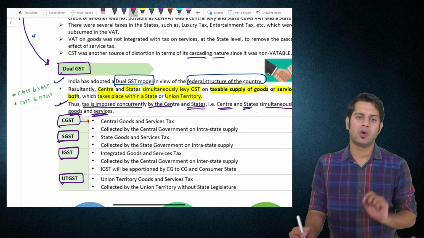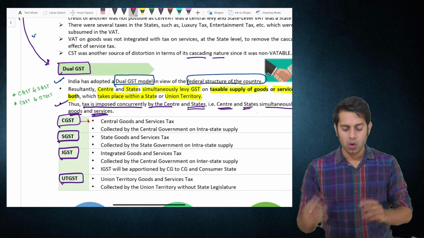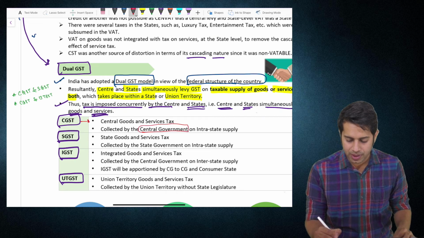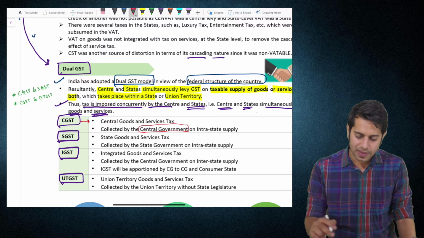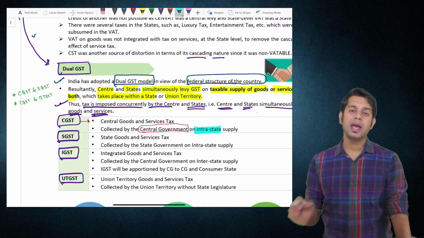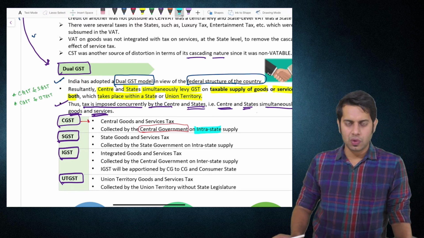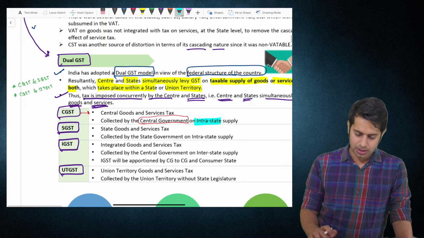CGST means what, sir? CGST means Central Goods and Services Tax. Who is collecting it? It is collected by the central government on intrastate supply. If you make any intrastate supply, the central government is going to collect a tax from you. That tax which the central government is collecting from you is called CGST.